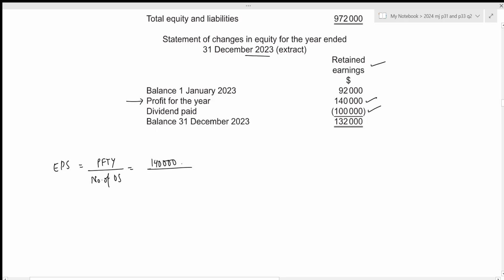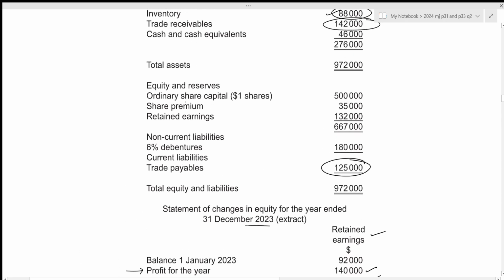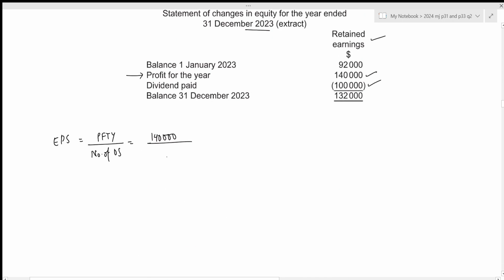Now we first need to calculate the number of ordinary shares. In this case, we have the nominal rate of 1 and the total value of 500,000. So the number of ordinary shares is just going to be the value, because the formula is value divided by the nominal rate, which in this case will be 500,000 divided by 1, which will result in 500,000. So 140,000 divided by 500,000. This will result in the earnings per share to be 0.28.